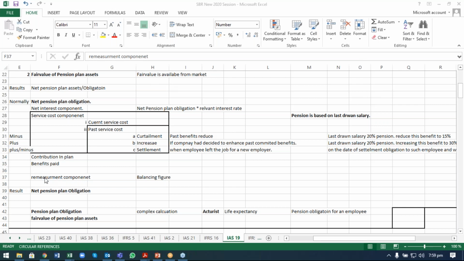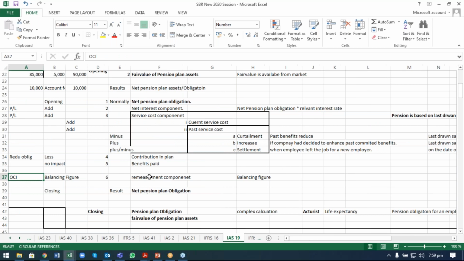So the next thing over here, what is a remeasurement component? Remeasurement component is always a balancing figure. Like yesterday we discussed foreign exchange gain losses, because the opening obligation plus interest component plus current service cost component, plus or minus the past service cost component, minus the contribution in the plan, is never equal to the net closing pension plan obligation. So you have to make some balancing figure over here, right? This balancing figure should be reported, and I believe I have mentioned it should always be reported in other comprehensive income.